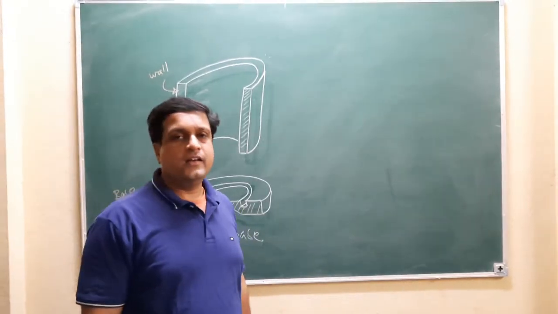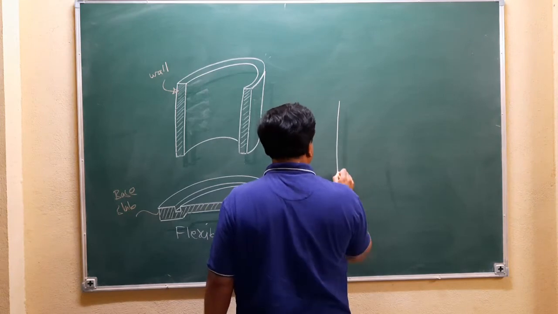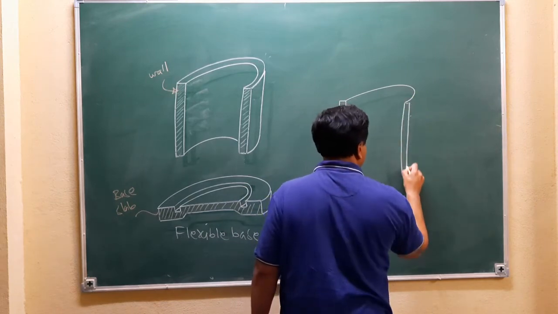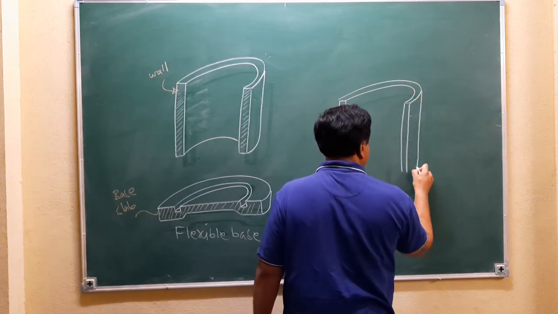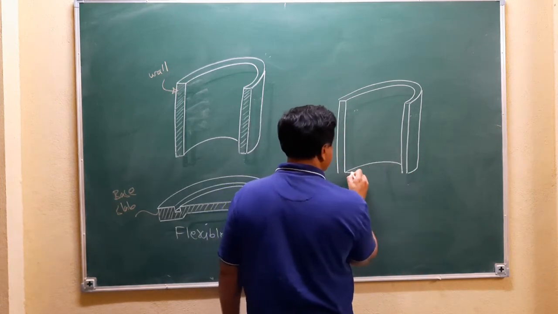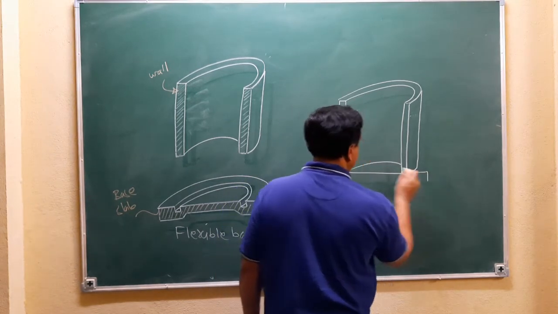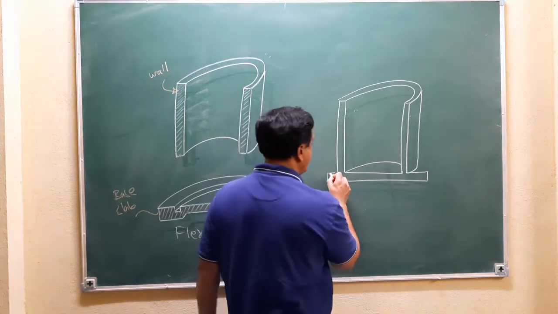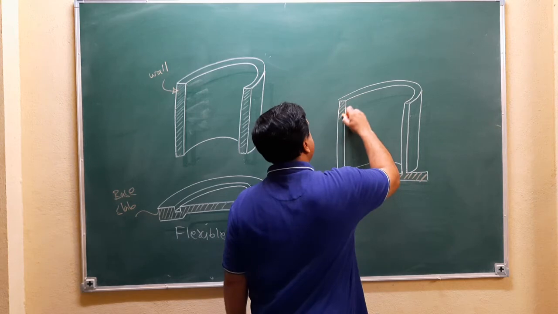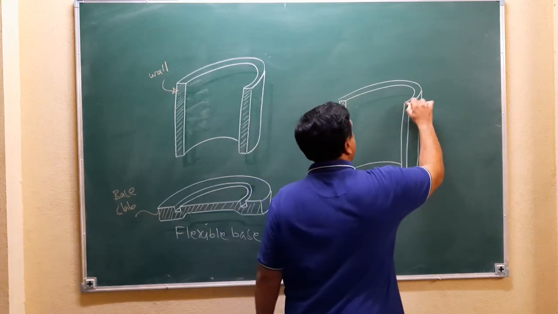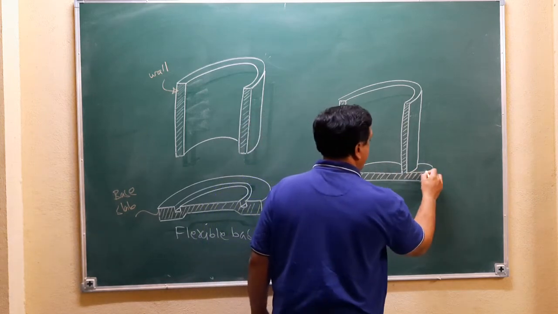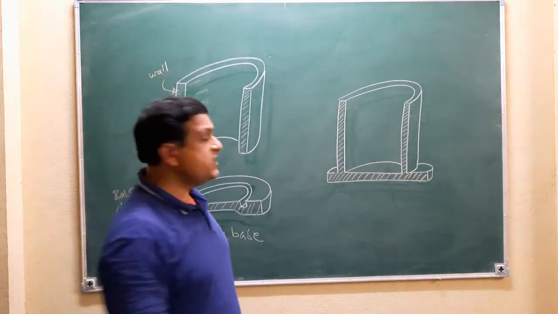Now, what is the rigid base water tank? In the rigid base water tank, there is a perfect connection between wall and base slab. That means base slab and wall are casted at the same time. If you take the cross section of that water tank, it looks like this. Base and the wall of a water tank are casted at the same time. So this is the proper 3D view of a rigid base water tank.